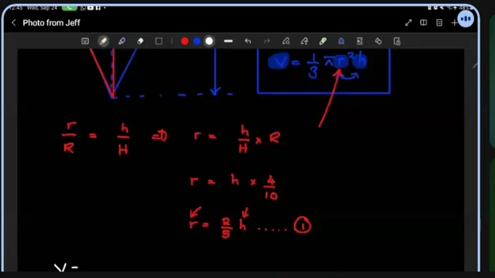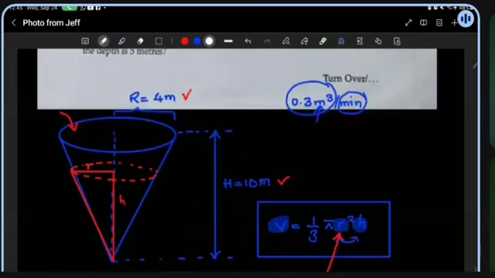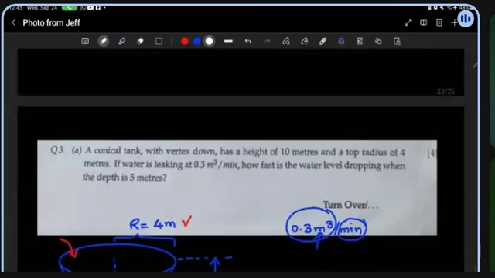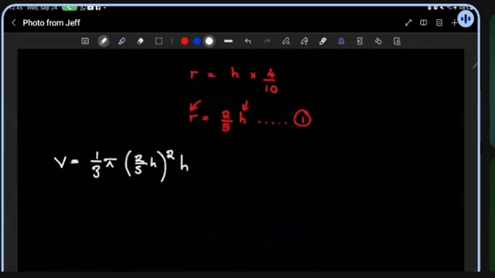The volume now, depending only on the height, will be 1/3 pi. Where there is radius, we'll put 2/5 h. But the radius has to be squared, with an h there. So you can verify the radius in the problem. Total radius is indeed 4. And then we're going for the depth of 5 meters. So the depth of 1 meter.